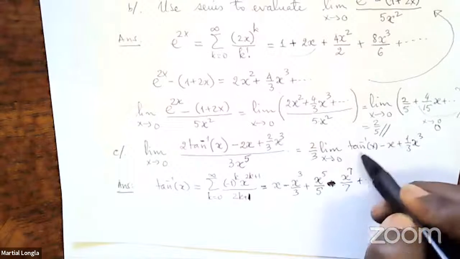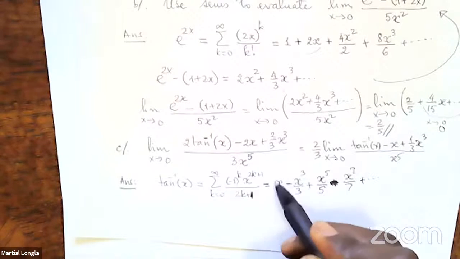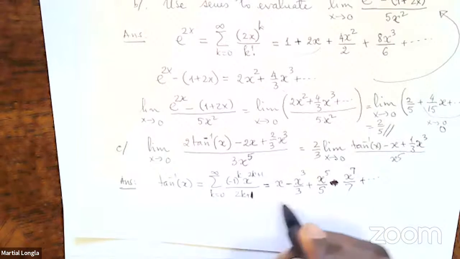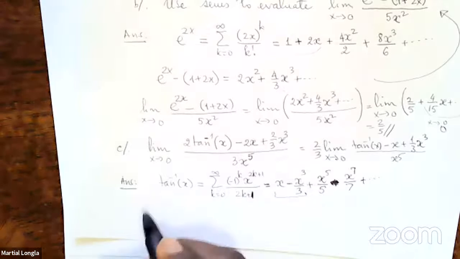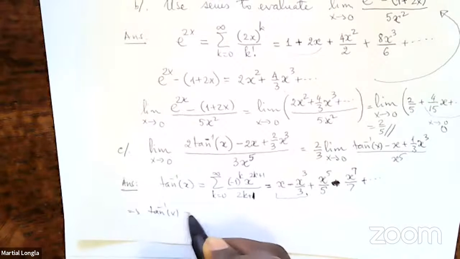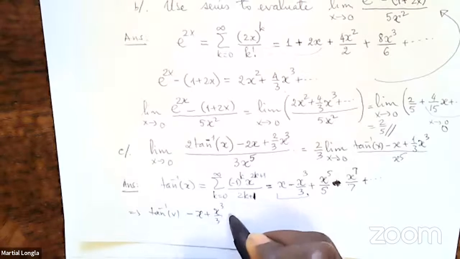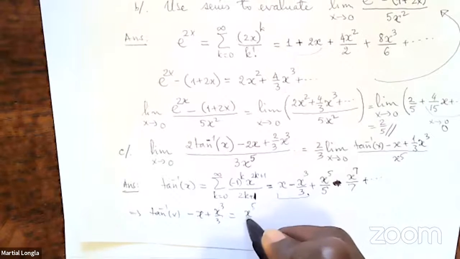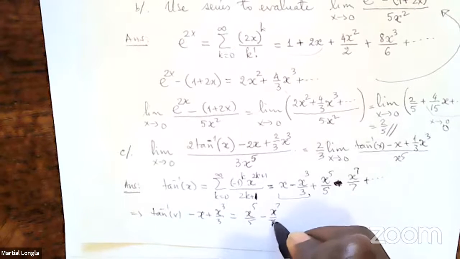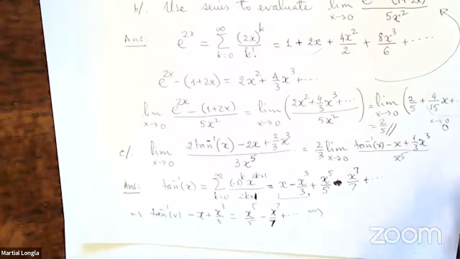And therefore you can see already my x cubed over 3, you see? So those are the terms that are being subtracted, which are here. So you get tangent minus 1 of x minus x plus x cubed over 3. This is equal to x to the 5th over 5 minus x to the 7 over 7. And then you got the dots. And so you take that into the limit.